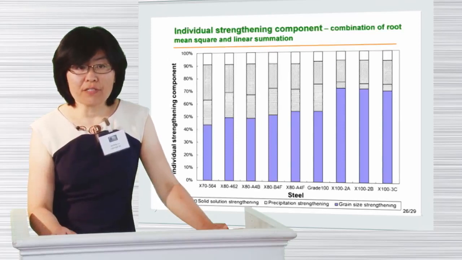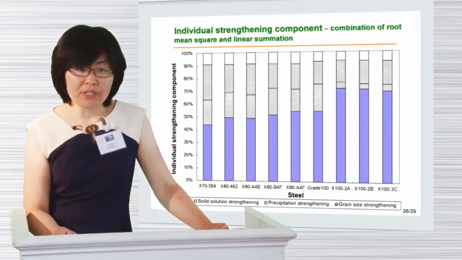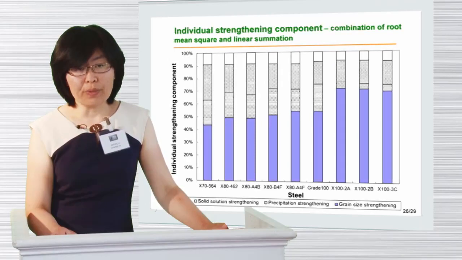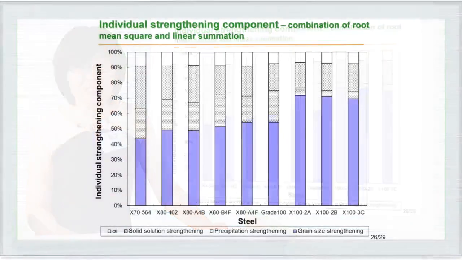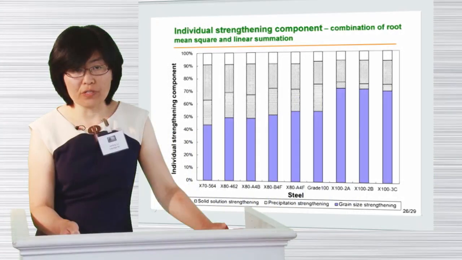This figure gives us a visual explanation of the contribution of the individual strengthening components to the actual yield strength of the materials. From here we can see that the grain size strengthening effect is the main contributor to the yield strength of all the microalloyed steels. The other contributions, from solid solution strengthening or precipitation strengthening, may vary based on the different steels having different microalloy content and processing histories.